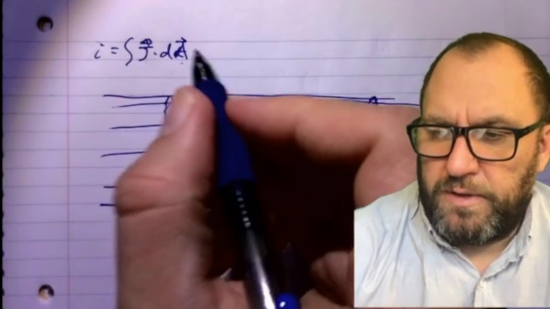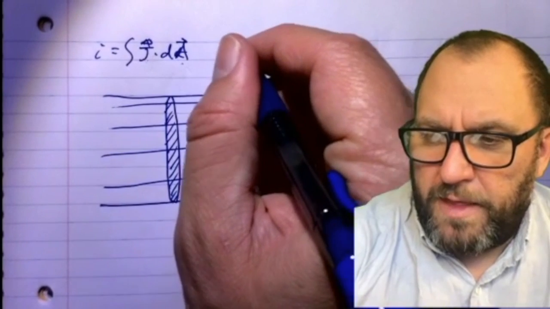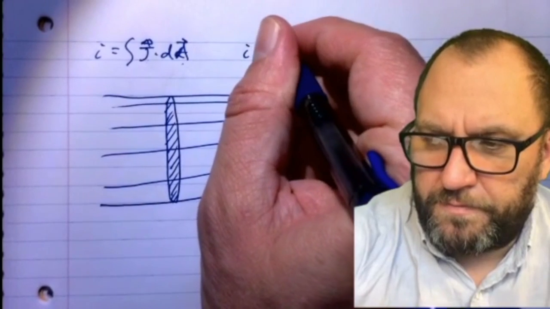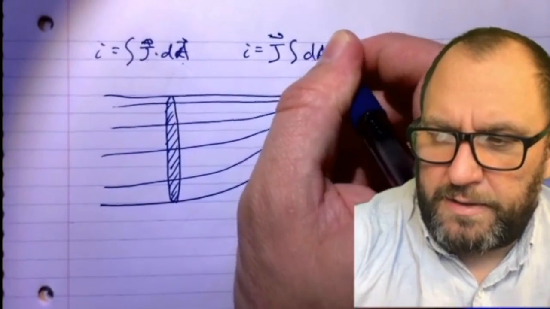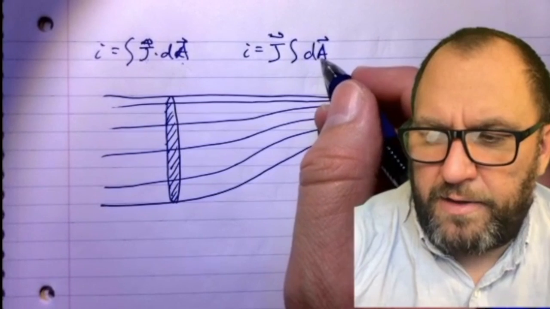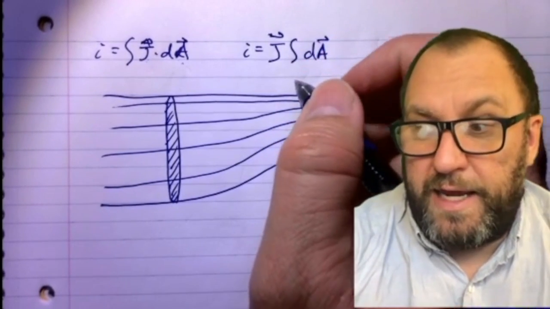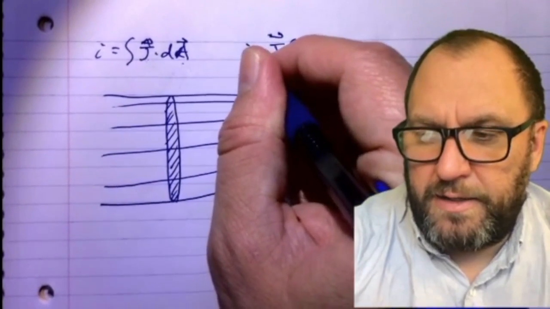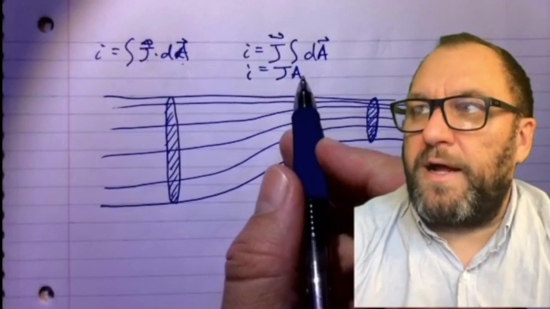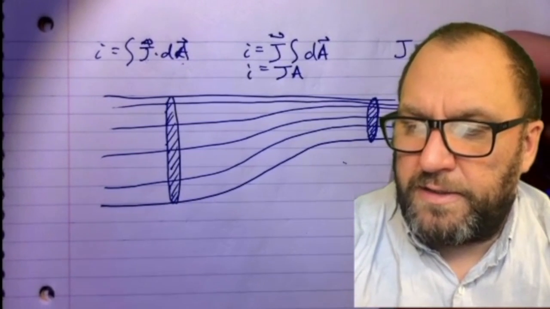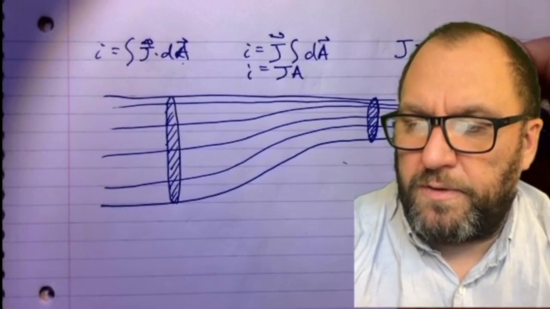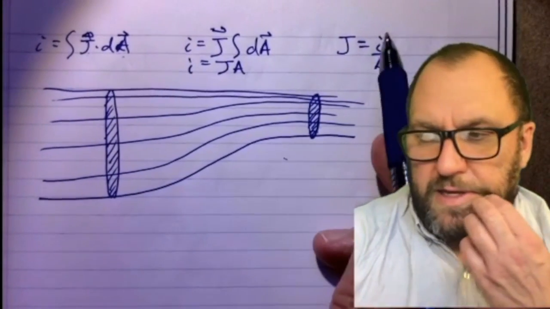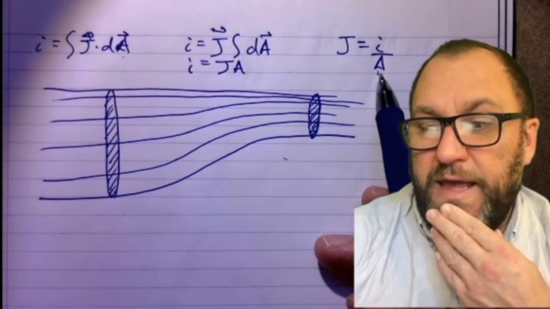Let's do this integral. I is going to equal J dot the integral of dA. The integral of dA is just going to be A. So we will have J times A equals I. What we get out of all this is that our current density is equal to I divided by A. That's the current divided by the area.